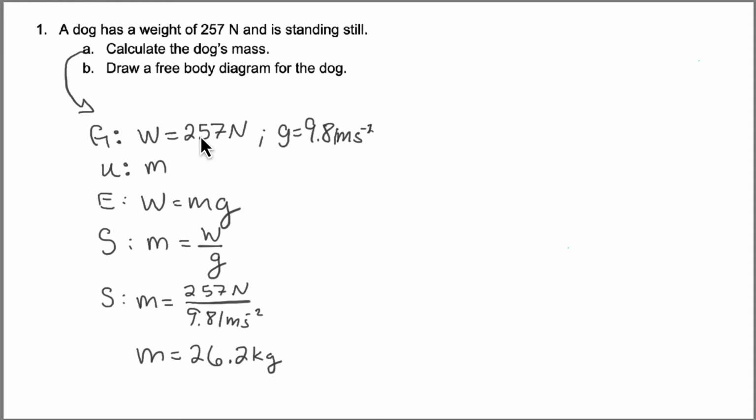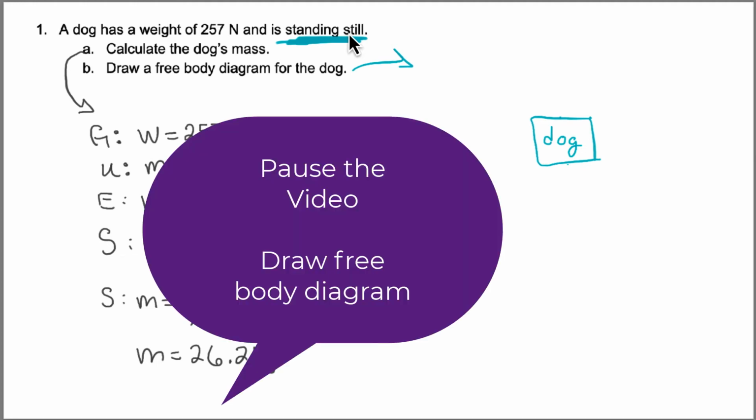All right, now for the next part, part B says to draw a free body diagram for the dog. So start by drawing a box, and then I've given you a little hint that it says the dog is standing still. So go ahead and on your paper, draw a free body diagram for the dog given its weight of 257 newtons and that it's standing still. Go ahead and pause this video, and then when we come back, we'll show you the answer.